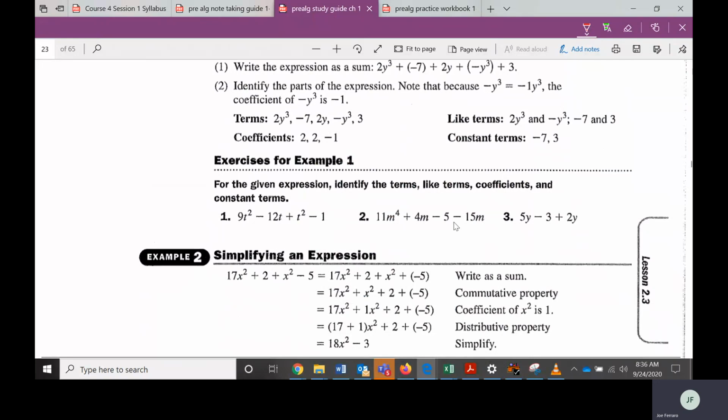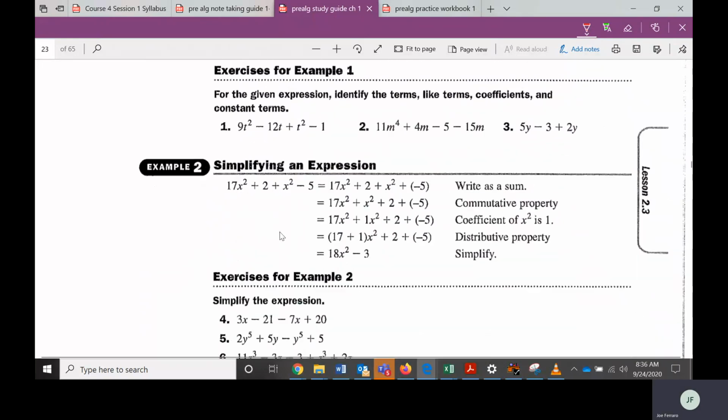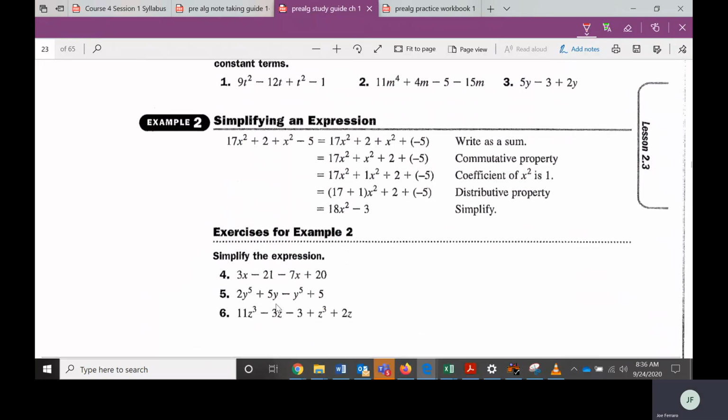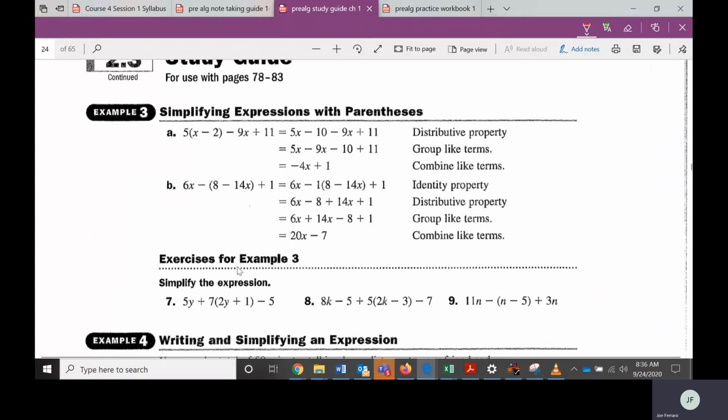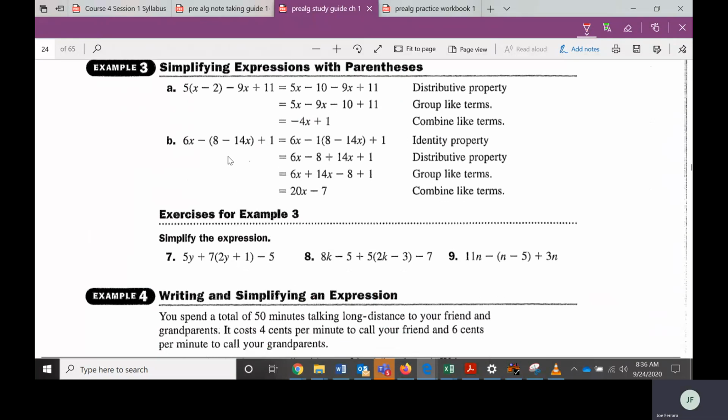All right, so you have some problems here where you're just naming the terms, like terms, coefficients, and constants. Some simplifying without distributive property, without the parentheses. So it's just 3 of those. Okay. Then they have an example here, again, with parentheses in here. So this would be great. You know, if you're only doing 3 problems, but understanding them, you're going to be pretty good there.